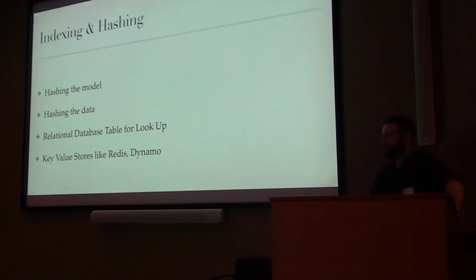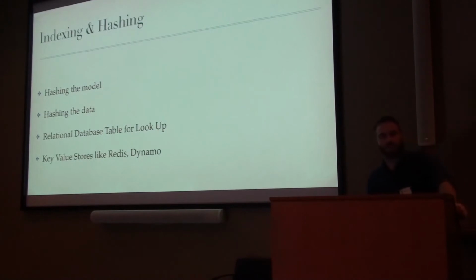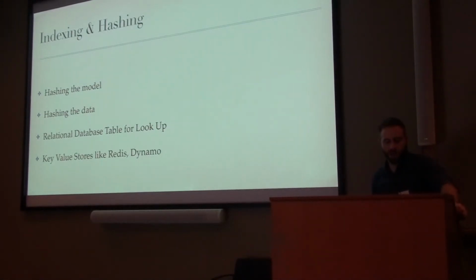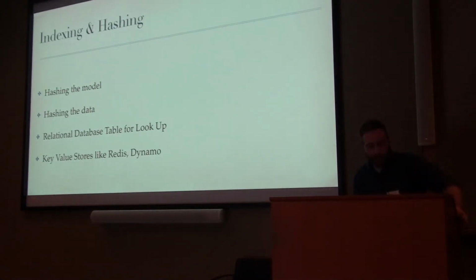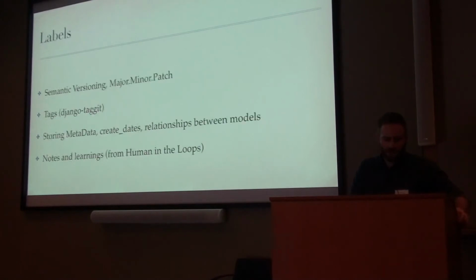Indexing and hashing. So first you may hash the model. Then the question is, is the model unique? What about a random state? Like if you change the random seed, does that mean it's a different model? Hashing the data. Was the data unique? What about sparse matrices if they're represented in two different ways? And then you may put this in a relational database table for easy lookup, or you may put it in a key value store like Redis or DynamoDB, where you can go through a lot of different variations. Labels.